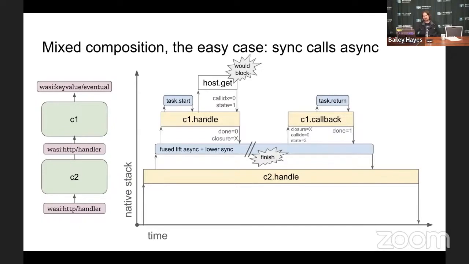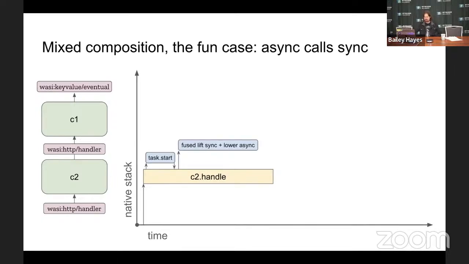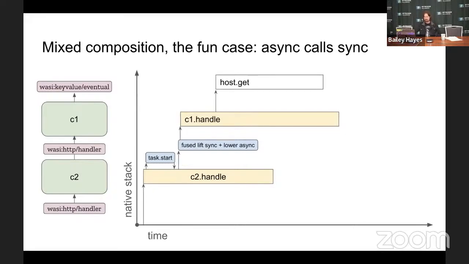That's the easier one. The harder one's next, when we invert this. Let's talk about the fun case, async calls sync. So we call into C2, it's async. It starts its task. It now calls into C1. And now we have this adapter that knows that the caller is async and the callee is sync. So now we call into C1, which is a synchronous function. It calls the host get, which it expects to execute synchronously.